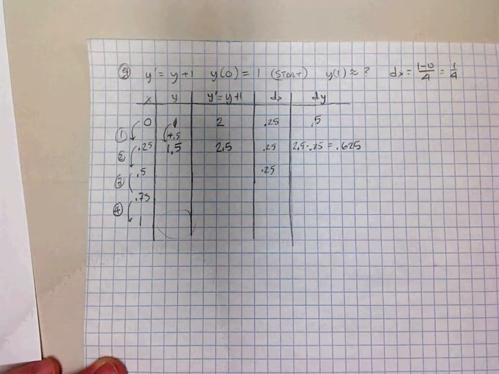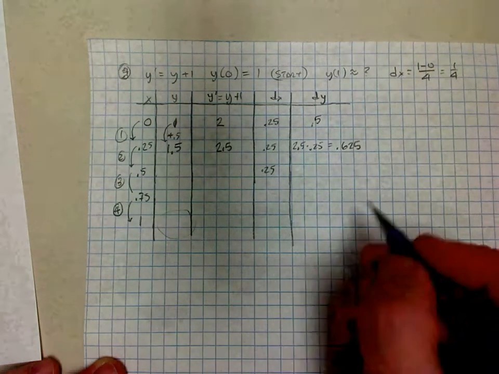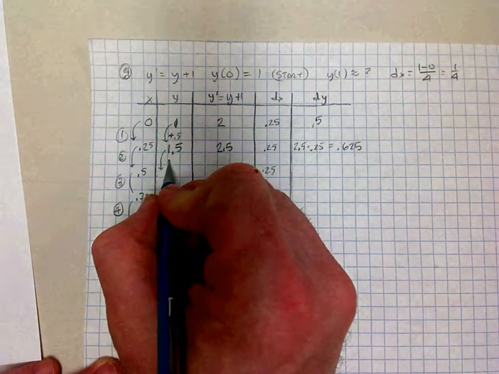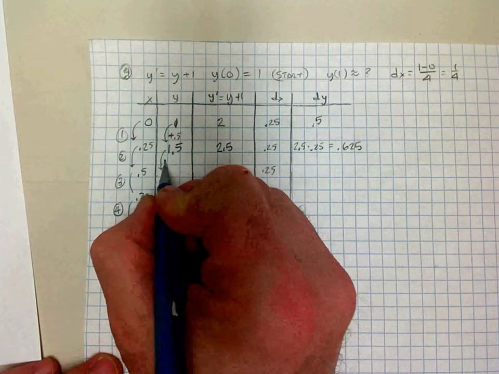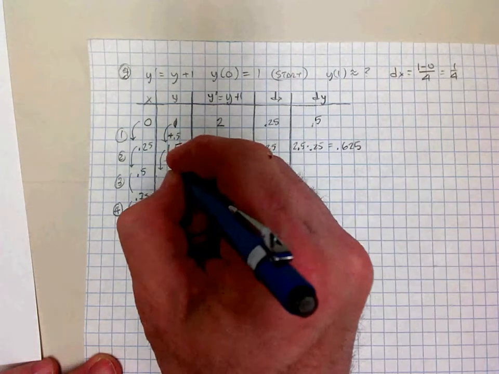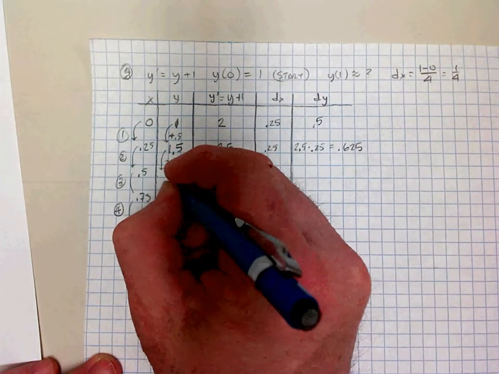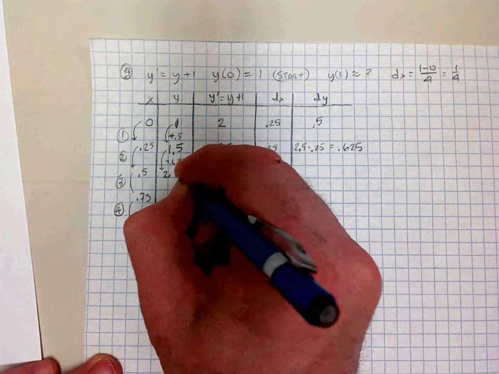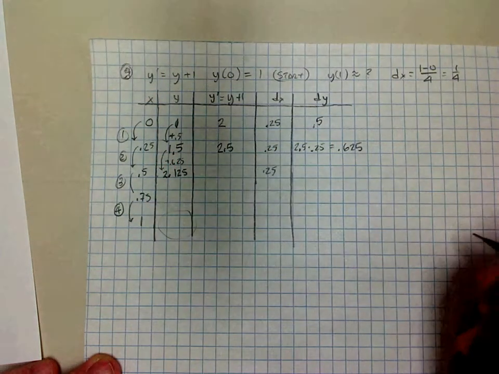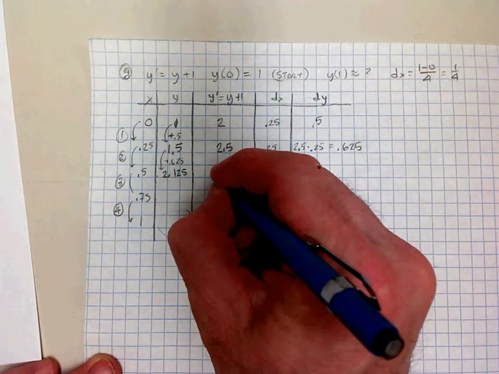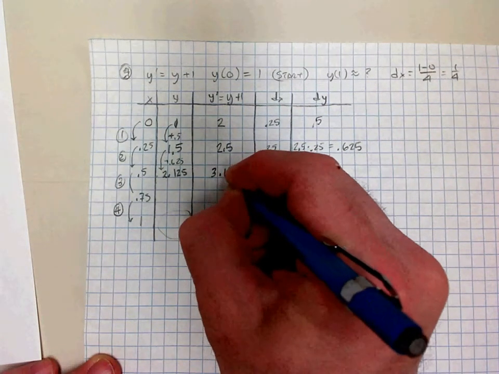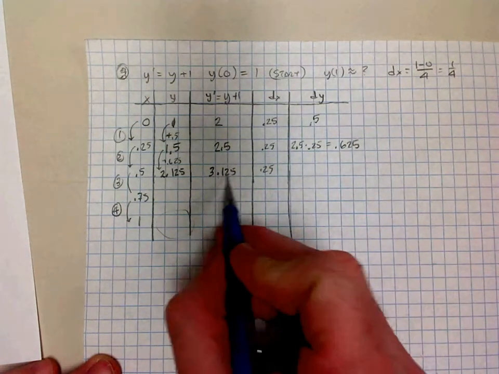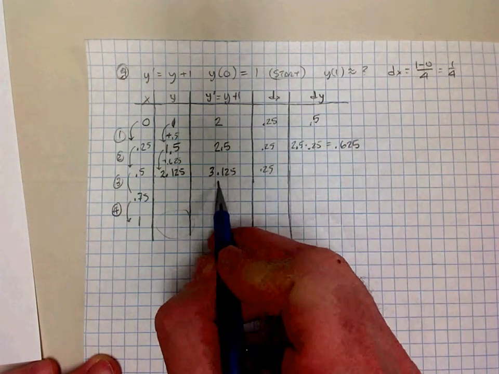We're going to add that to the 1.25, or excuse me, to the 1.5. So that 0.625. This will give us a new y value of 2.125. We'll add 1 to that and get 3.125 just by using that formula again. Multiply here, and this will give us 0.78125.